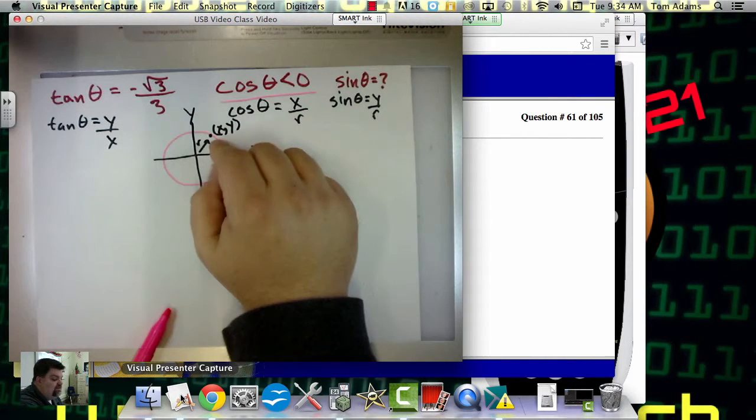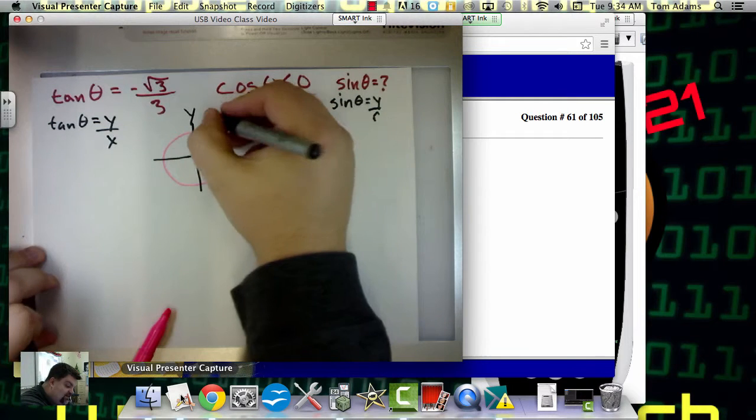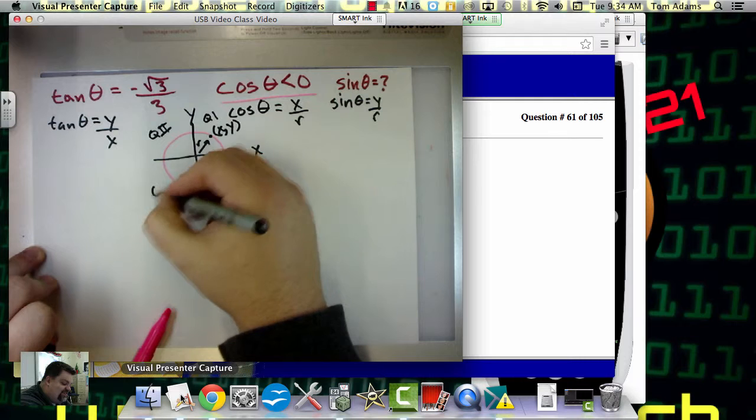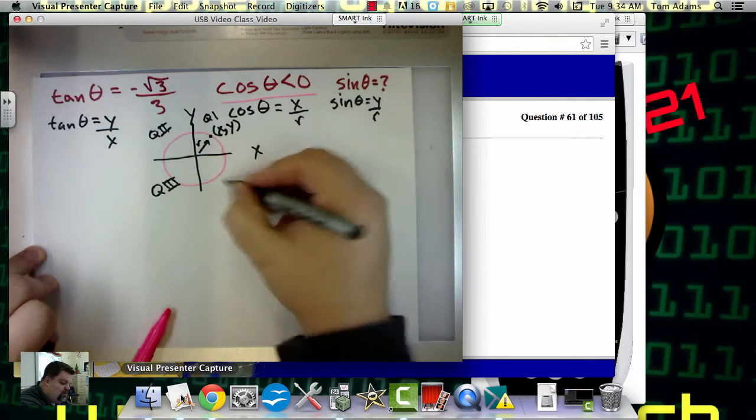All right, so now where is cosine? Well, they're all positive in quadrant 1, and I probably should label the quadrants. Quadrant 1, quadrant 2, quadrant 3, quadrant 4.